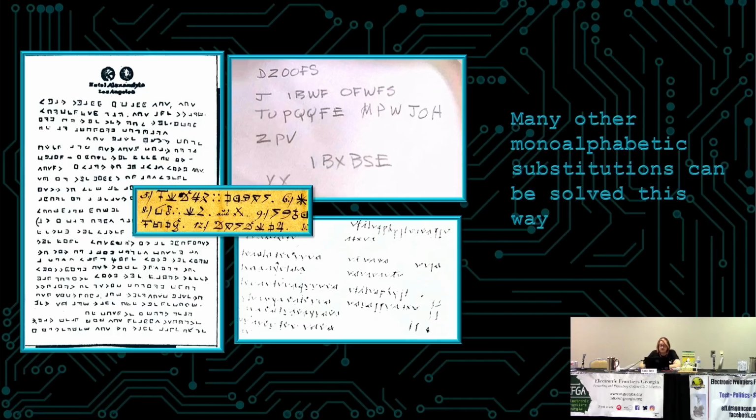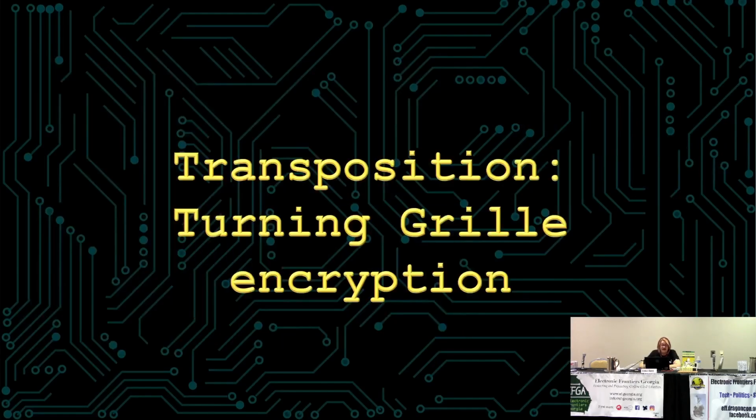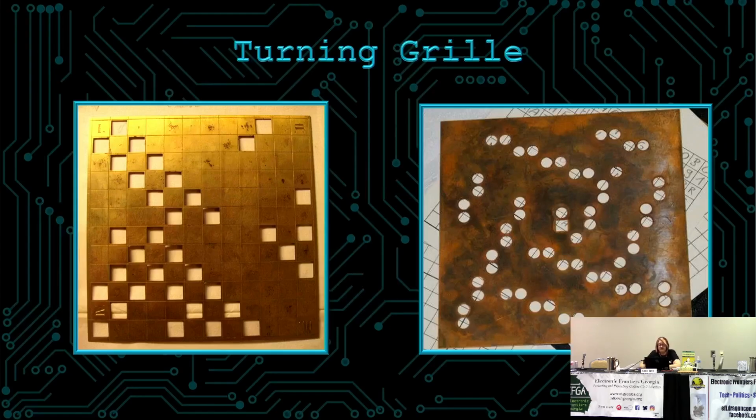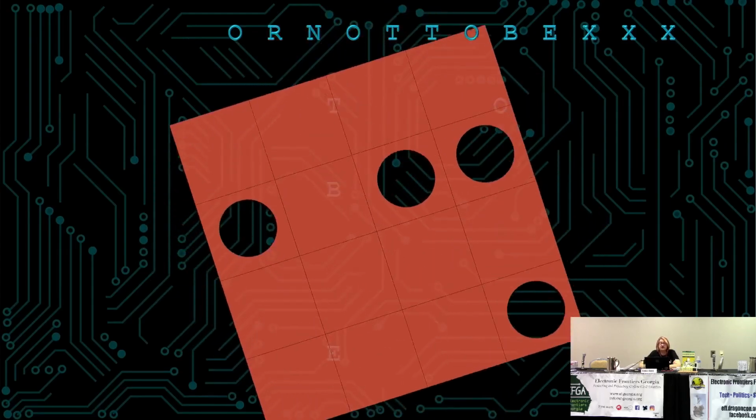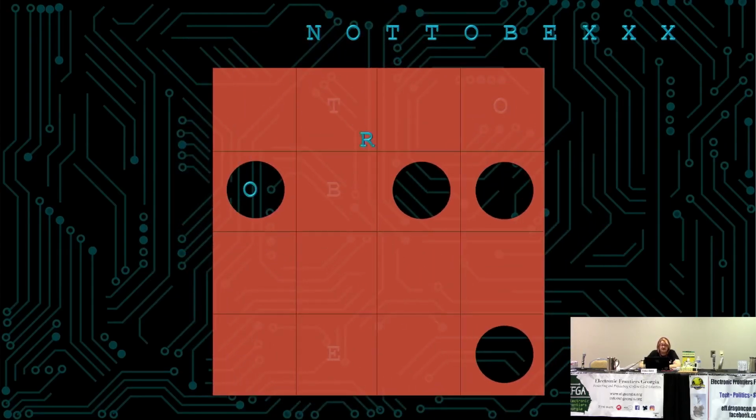So now we're going to go to transposition. And again, just one example here, a turning grille. There's many different types of transposition, but here is an example. So along the top, you see the message: to be or not to be, XXX. And we're going to take each letter and we're going to put them into the holes of this grille. And once we fill it, then we're going to turn the grille and we're going to continue.